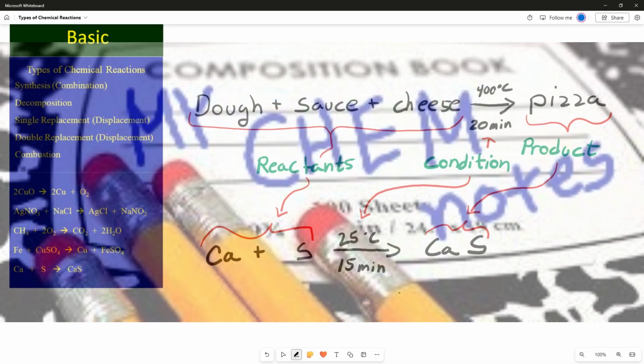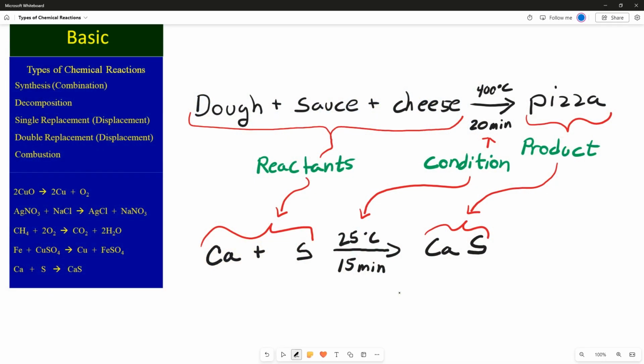Hello, fellow chemists. In this video, we're going to take a look at types of chemical reactions. This is labeled as a basic video because there's no background information that you need to know to understand what I'm going to be lecturing on today. So let's get started. I often tell my students to think of chemical reactions almost like cooking recipes.